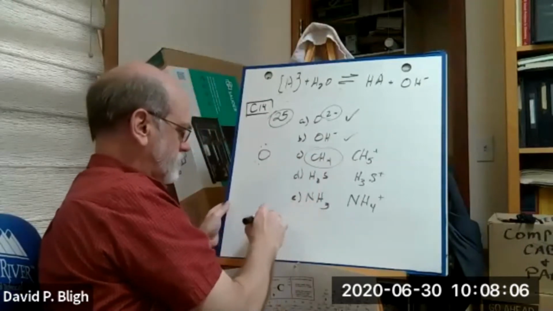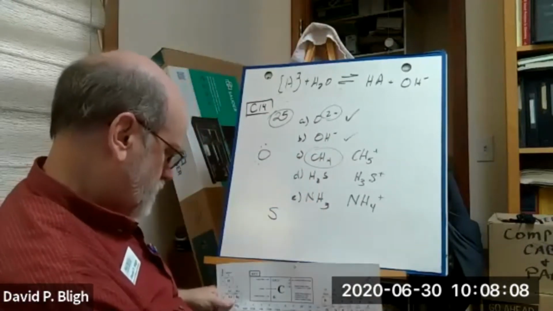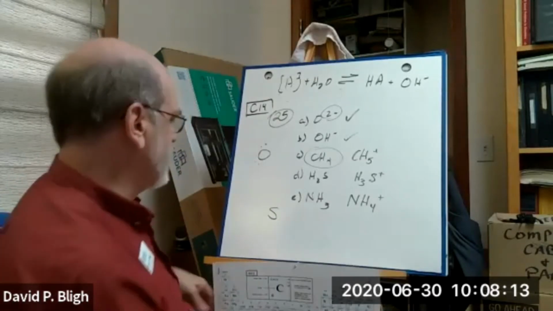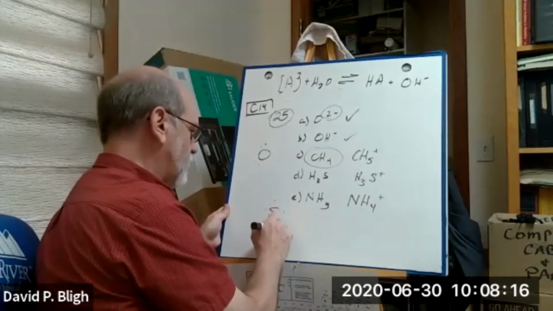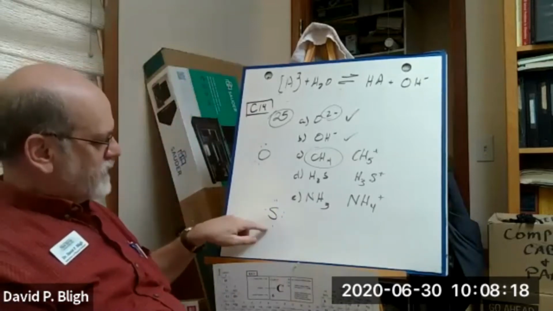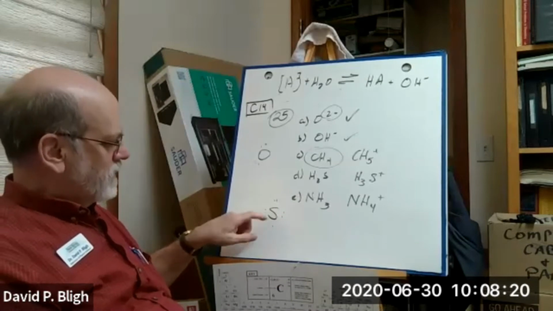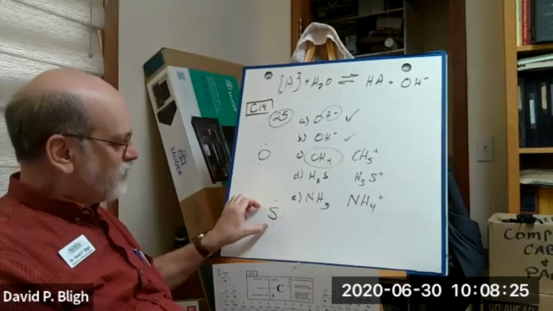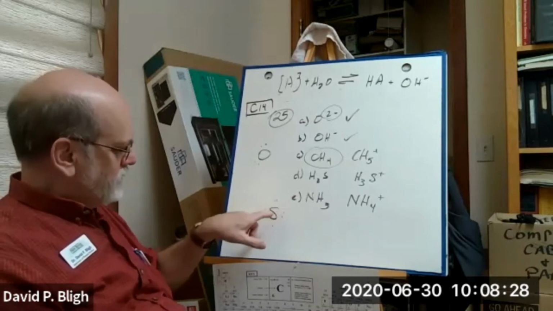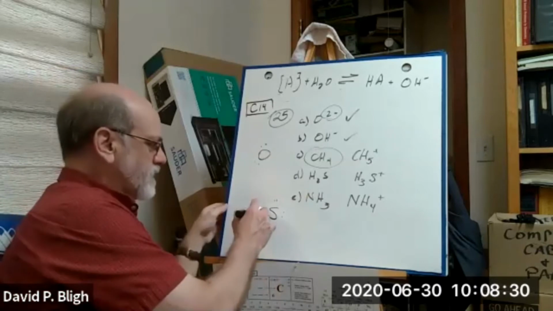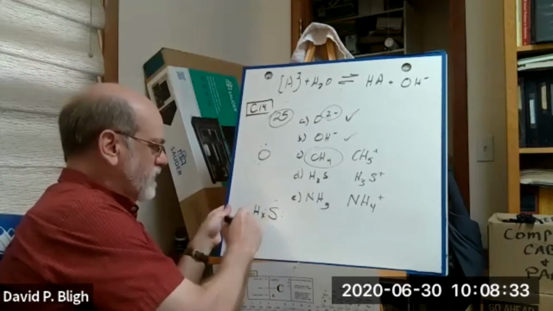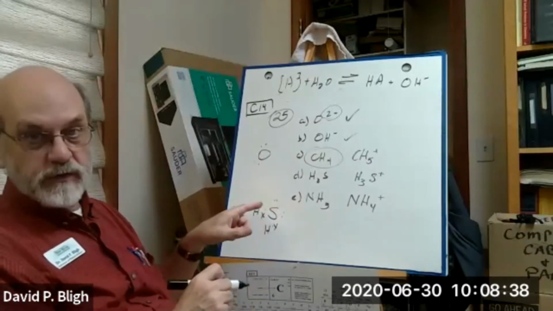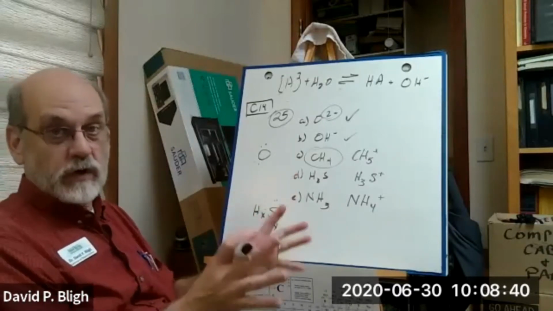Sulfur has 6. 1, 2, 3, 4, 5, 6. It has these 2 unpaired electrons, plus these 2 hydrogens are attached here. Right? So it has those 2 lone pairs also. Right? So it's a donor.